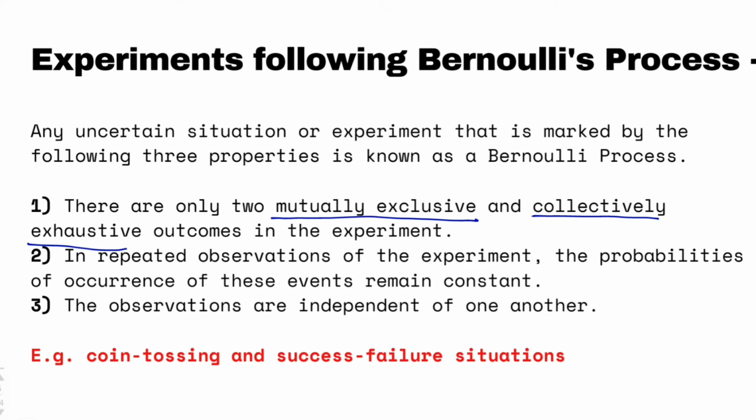Okay, so the easiest example is definitely coin tossing, or the success-failure situations, like either the student failed or the student passed, or either a machine produced a defective item or a correct, non-defective item. Such experiments or situations are a Bernoulli's process.